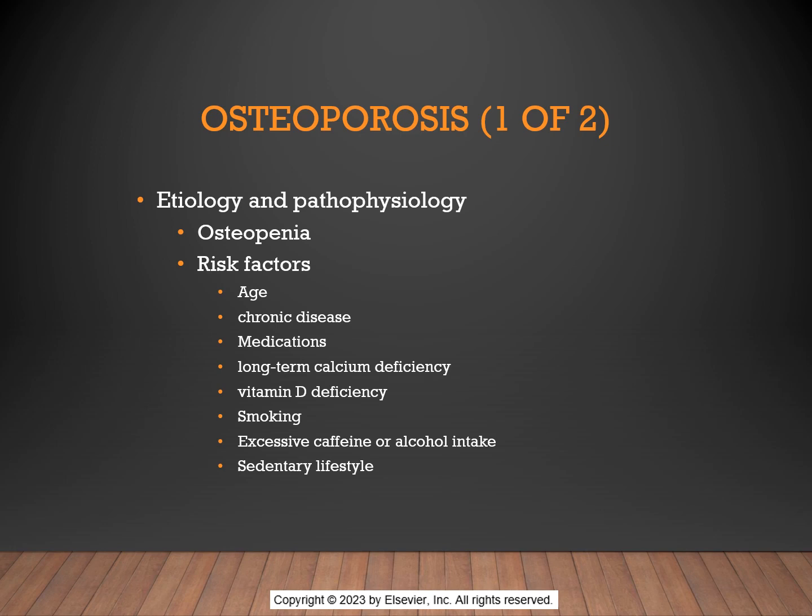Osteoporosis makes the person more susceptible to fractures due to the decrease in bone mass. Osteoporosis causes more disability and the shortening of life than rheumatoid arthritis. In many cases, it is underdiagnosed and undertreated. Risk factors for osteoporosis include age, chronic disease, long-term calcium deficiency, vitamin D deficiency, smoking, medications, excessive caffeine or alcohol intake, and sedentary lifestyle. The risk of osteoporosis increases considerably in women after menopause because estrogen production is reduced.